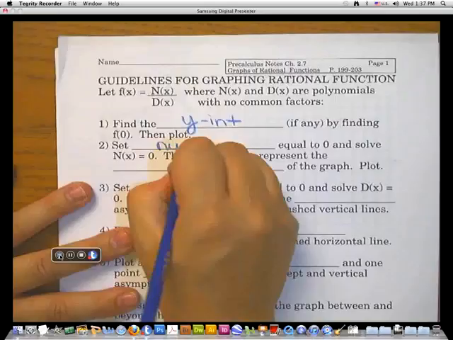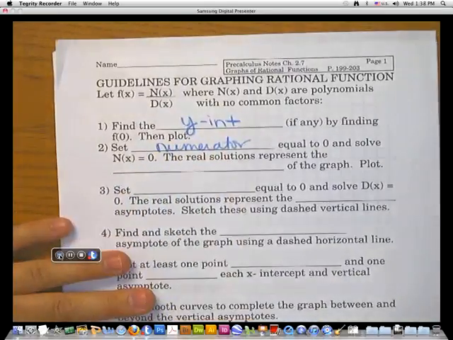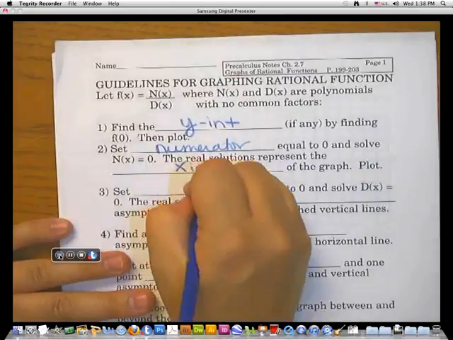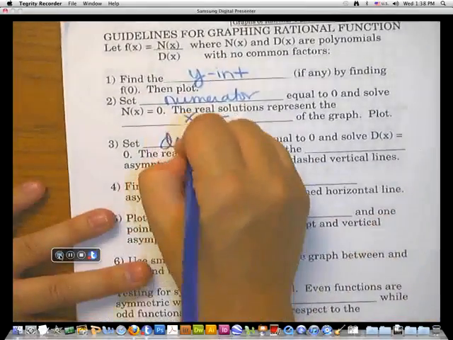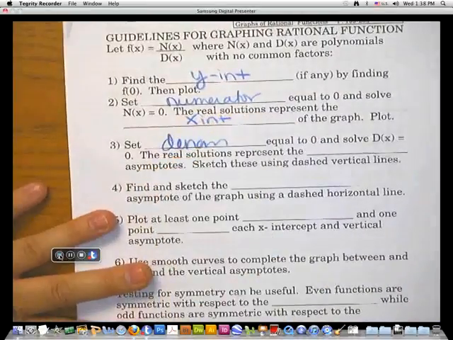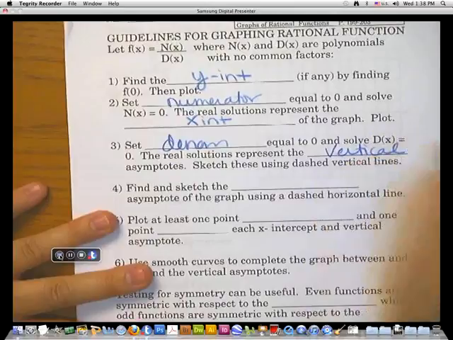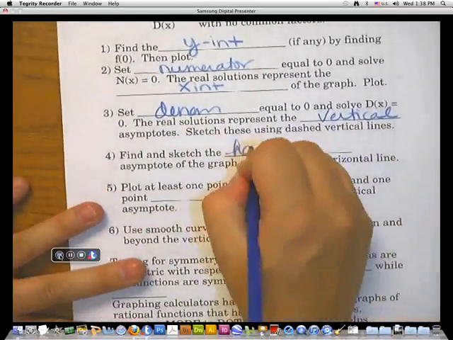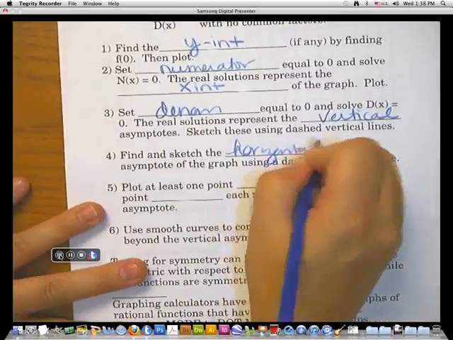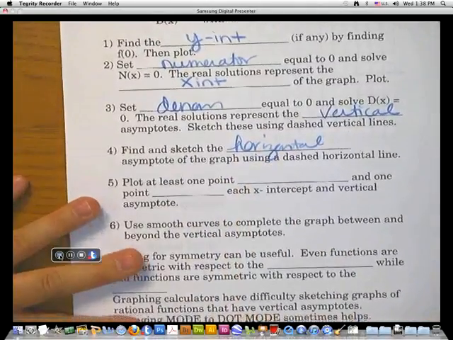We set the numerator equal to 0 and solve it so that we can find the x-intercepts. We set the denominator equal to 0 and solve because this will give us our vertical asymptote. We find and sketch the horizontal asymptote based on the degree of the functions.